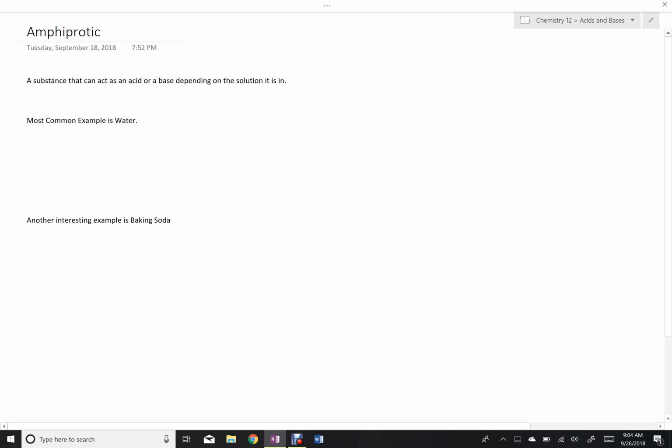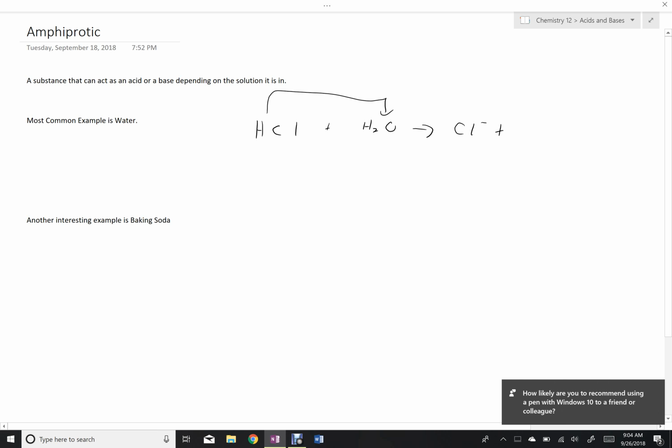And water, for example, if it's exposed to an acid, will accept the proton from the acid to form hydronium. And if it's acting as a base, or if it's exposed to a base, it can act as an acid, donating its proton. So here it's a base, and here it's an acid.